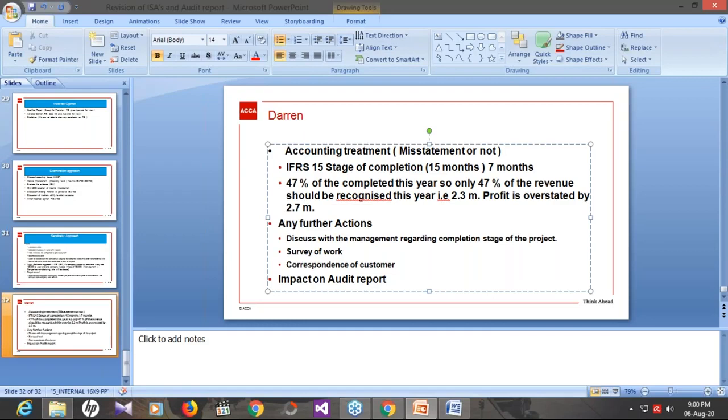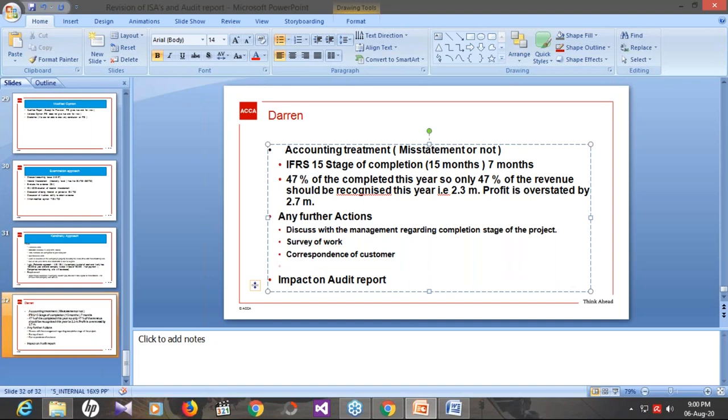So if management and persons charged with governance deny to adjust, then we will go for the impact on the audit report. So what will be the impact on the audit report? You know that this is a misstatement.